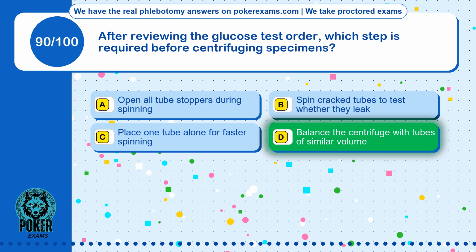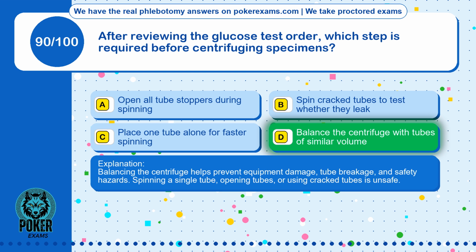The correct answer is option D. Balance the centrifuge with tubes of similar volume. Balancing the centrifuge helps prevent equipment damage, tube breakage, and safety hazards. Spinning a single tube, opening tubes, or using cracked tubes is unsafe.